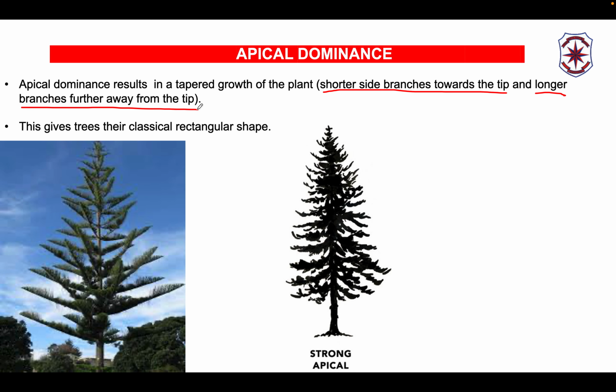Why do these trees have this type of shape? I'm going to repeat this again. Where do we find the apical bud?